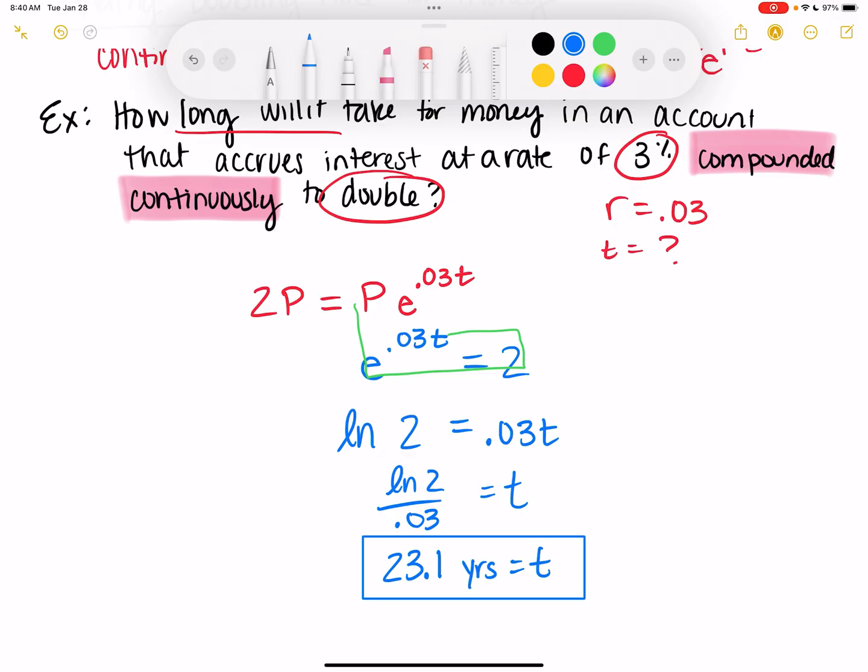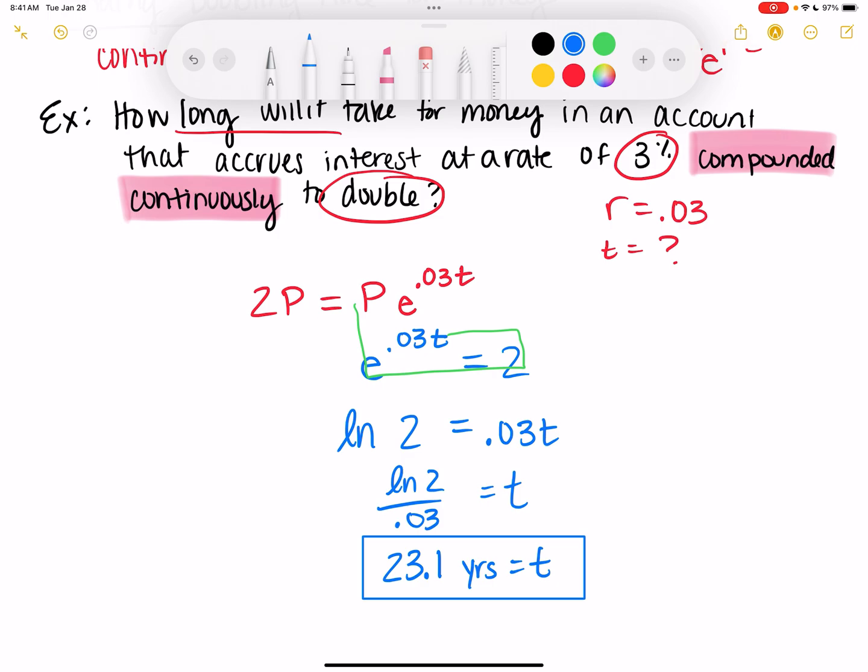Is that for any amount of money that you put in? Mm-hmm. But this one's also being compounded continuously. So that basically means it's almost like daily they're putting interest on it. But you have to think, 3% is literally only like 3 cents on every dollar.